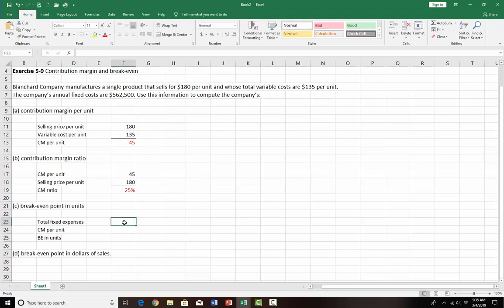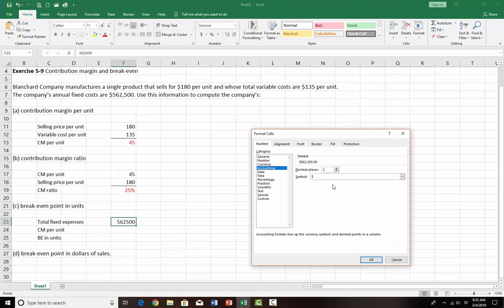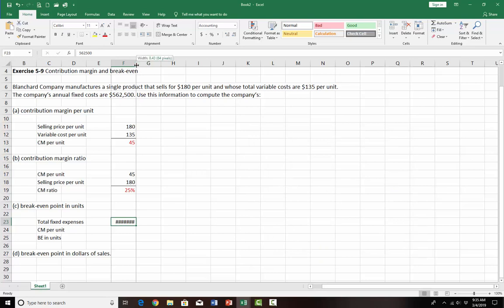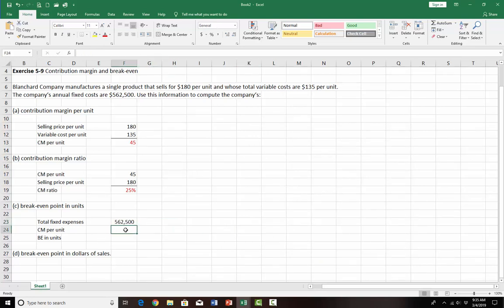Okay, so total fixed expenses in this case, they tell us, are $562,500. Our contribution margin per unit is $45. Our break even in units is equal to total fixed expenses divided by contribution margin per unit, 12,500 units.